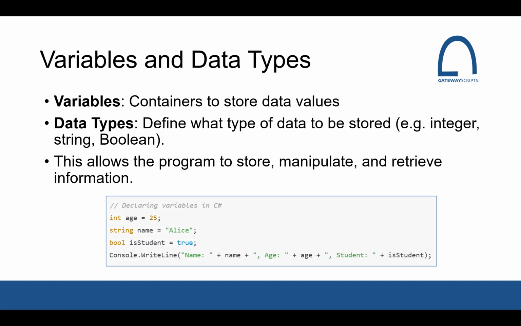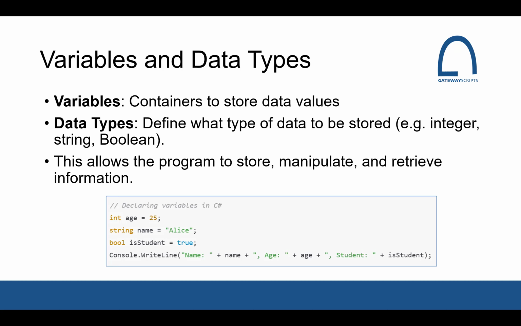Variables are containers used to store data. In the example below, the variable called age is being used to store the numerical value 25. There's also data types. Data types define what type of data can be stored within a variable. In the example below, we have variables that are of type int for integer, string, and bool for Boolean values.